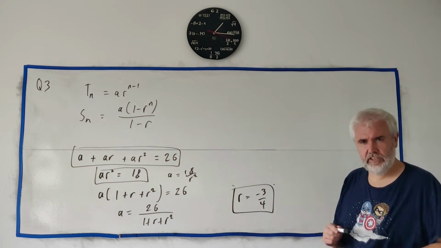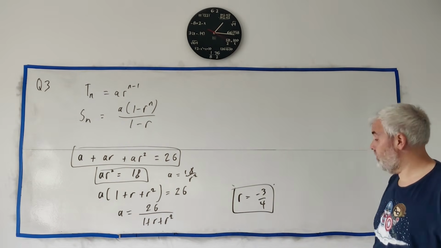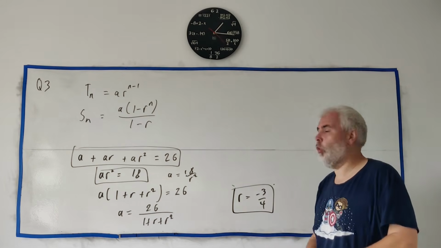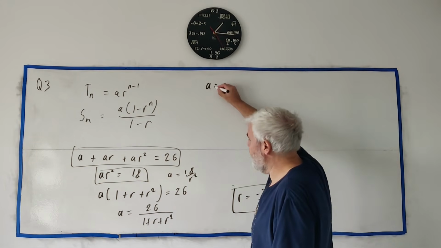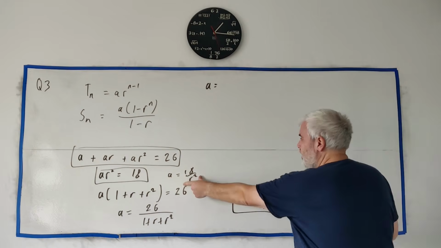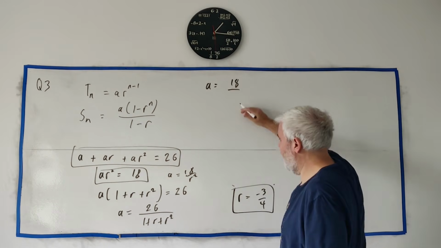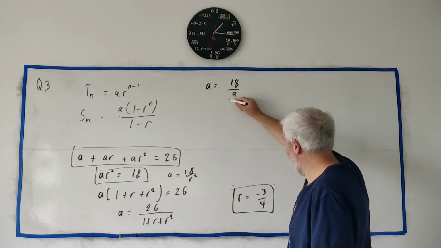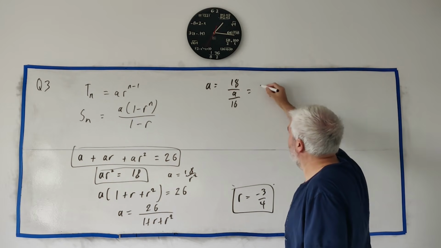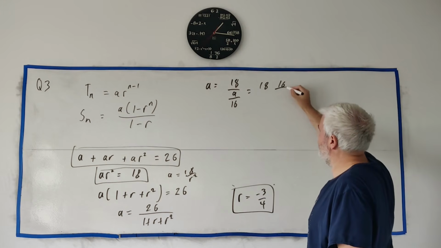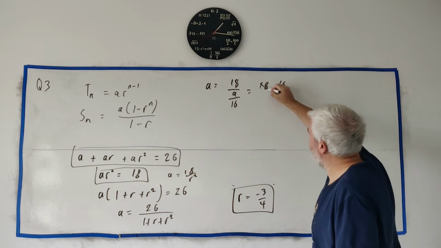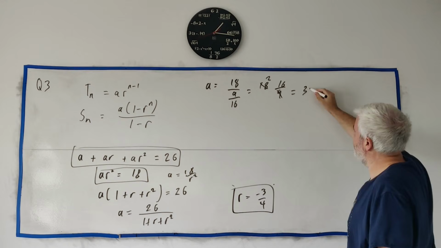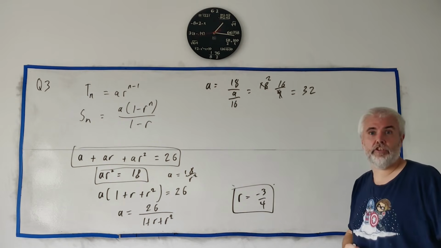I just realized that's not the answer to part A. They wanted the 10th term. This is simply what r is. We still need to get what A is. A is either of these. This is 18 divided by r squared. Minus by minus is a plus. 3 by 3 is 9. And 4 by 4 is 16. That's the same as 18 times 16 over 9. 9 goes into 18 2 times. This is 32. A is 32.